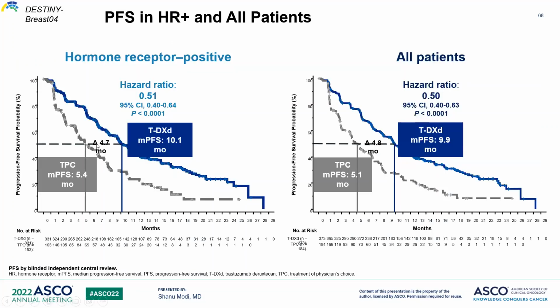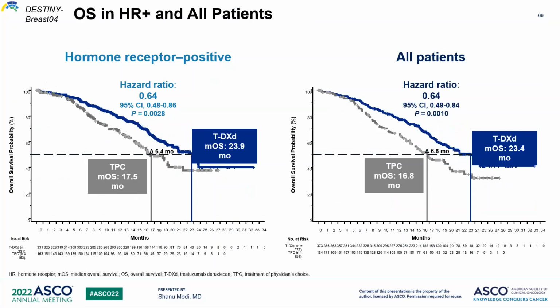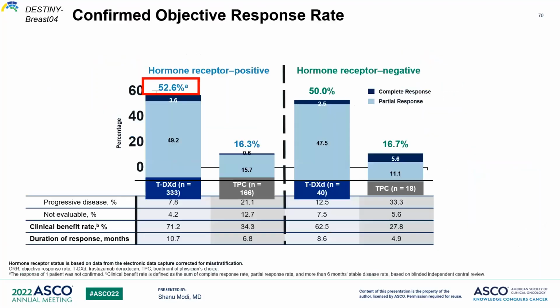And again, you can see this very nice improvement in progression-free survival in the hormone receptor positive patient population and all patients combined together. But again, overall survival was significantly improved by, gosh, more than 6 months, a 6.4-month improvement in how long patients live by getting this Trojan horse sort of antibody drug conjugate, T-DXd. So this is very practice changing and available to patients in some countries now, if they have HER2 low expression. And over 50% of patients had their disease shrink.